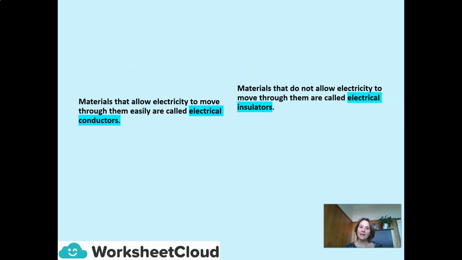Now, as I was saying earlier, I said we were going to mention electrical conductors and thermal conductors. So materials that allow electricity to move through them easily are called electrical conductors. Materials that do not allow electricity to move through them are called electrical insulators. So we are looking at electrical conductivity.